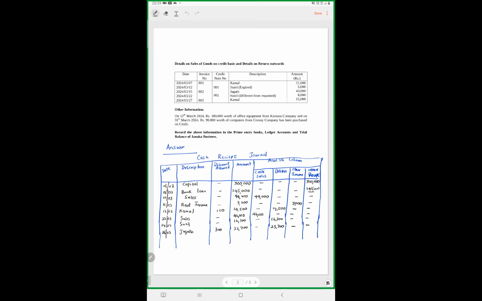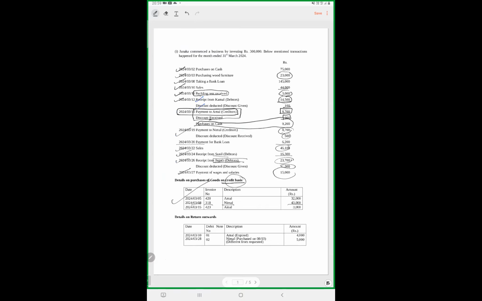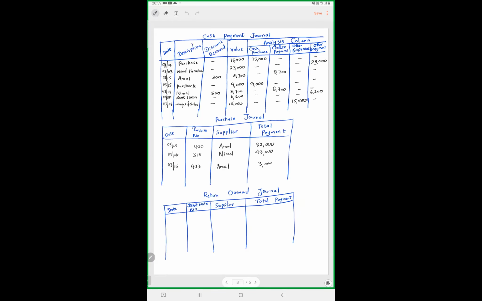Right? Then this one is also. So after purchasing the item on credit basis, we are returning goods due to different reasons. You remember I discussed yesterday, right? So we have returned on 10th March, debit note number 1, to Amal. The reason is the goods have expired. The amount is 4,000. 10th March, debit note number 1, supplier Amal, amount is 3,000.